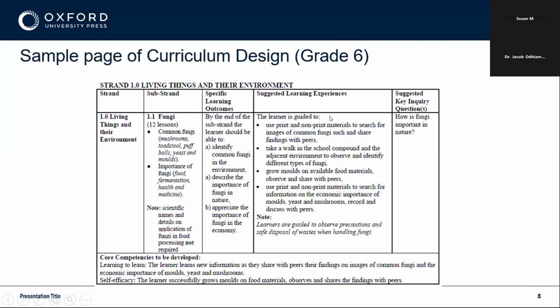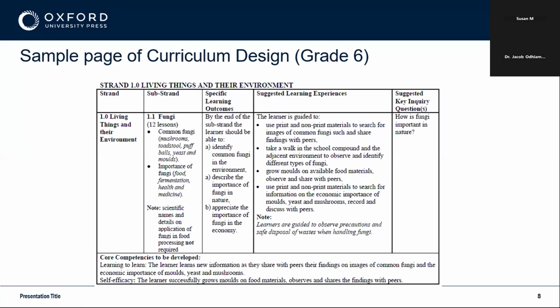we have the core competencies that are supposed to be developed in that substrand, and they are listed there. For example, in this case, one of them is learning to learn, the other one is self-efficacy. There are others. I've not captured the whole page, but if you go to the curriculum design, you will see all the core competencies for that substrand. The PCIs are also there, and the values are also there. So this is what I can say about the interpretation of the curriculum design.